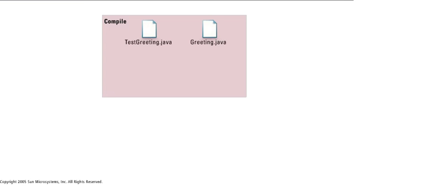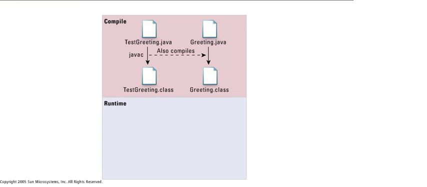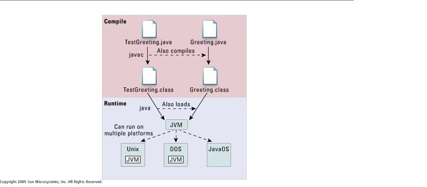So let's go over the steps one more time to see all that is happening during the compilation and the running of our Java program. Once again, in our example, we have two source code files, TestGreeting.java and Greeting.java. We compiled TestGreeting.java using the javac command. The Java compiler then also compiled the Greeting.java file for us. So when this compilation step was done, we were left with a TestGreeting.class file and a Greeting.class file.